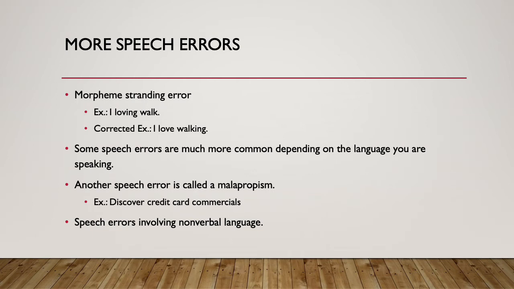Another speech error is called a malapropism. A malapropism occurs when a listener does not catch an error made by the speaker due to the similar nature of the two words. Remember those Discover credit card commercials where the two guys were on the phone and they were talking about fraud and frog protection? That's an example of a malapropism. When you have fraud or frog protection, the two parties can't really tell the difference between the two words.